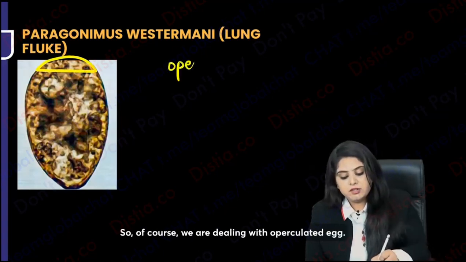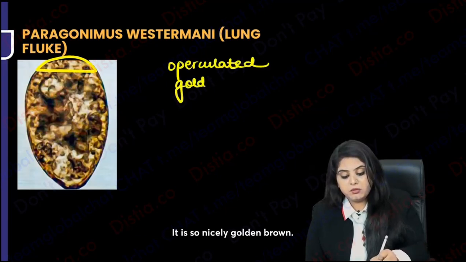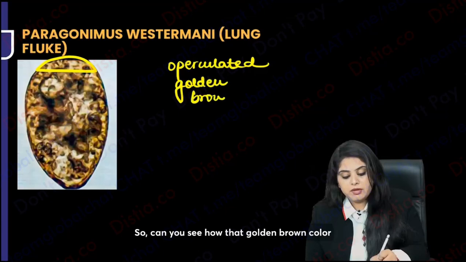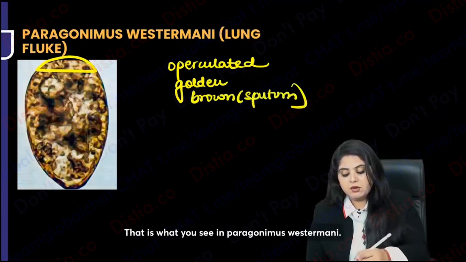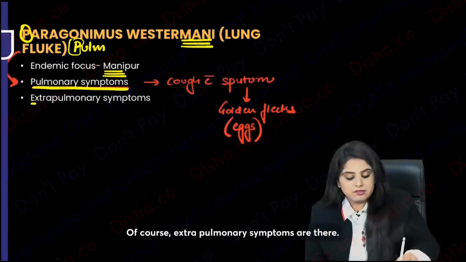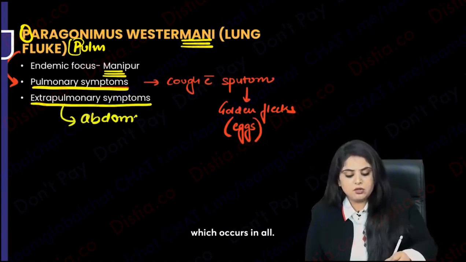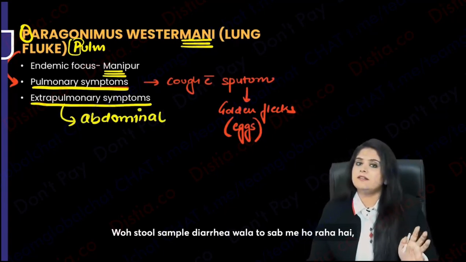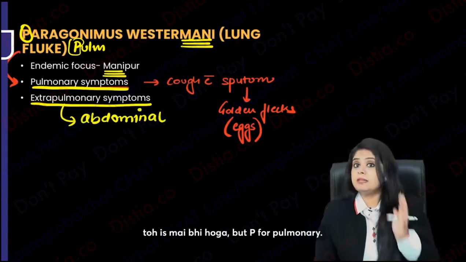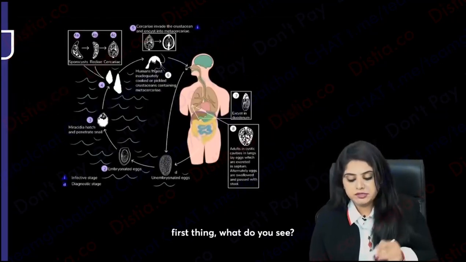So of course we are dealing with operculated egg, and can you see the color of it? It's so nicely golden brown. So can you see how that golden brown color is going to come up to the sputum also? That is what you see in Paragonimus westermani. But pulmonary is not the only thing. Of course, extrapulmonary symptoms are there. Of course, there is abdominal involvement which occurs in all. Woh stool sample diarrhea wala toh sab mein ho raha hai, toh isme bhi hoga. But P for pulmonary.